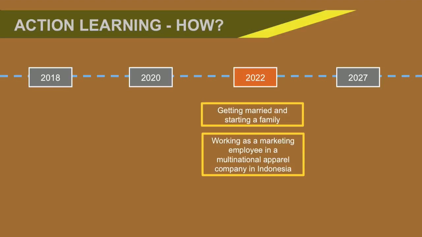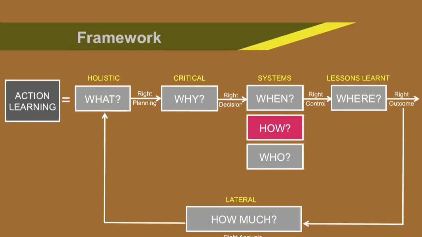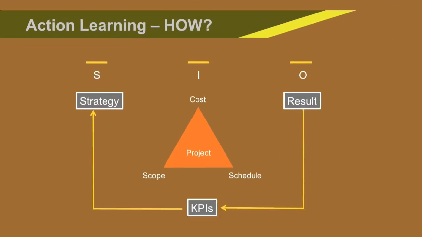And in 10 years from now, which is in 2027, my plan is to work as a marketing manager in a multinational apparel company to become the chief marketing officer. And then I'm moving on to how. In this section, I'm going to use the SIO model, which is strategize, implement, and operate.